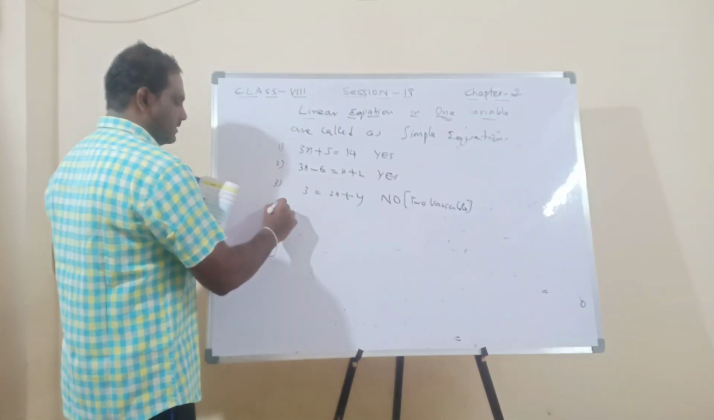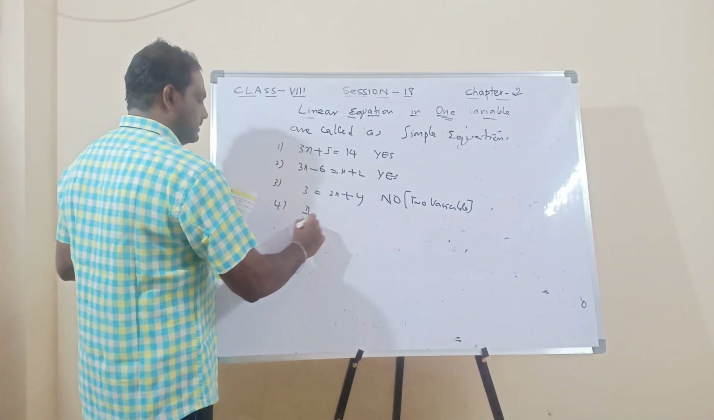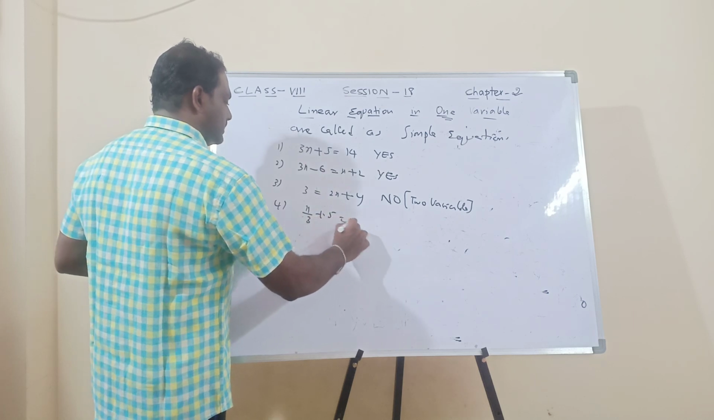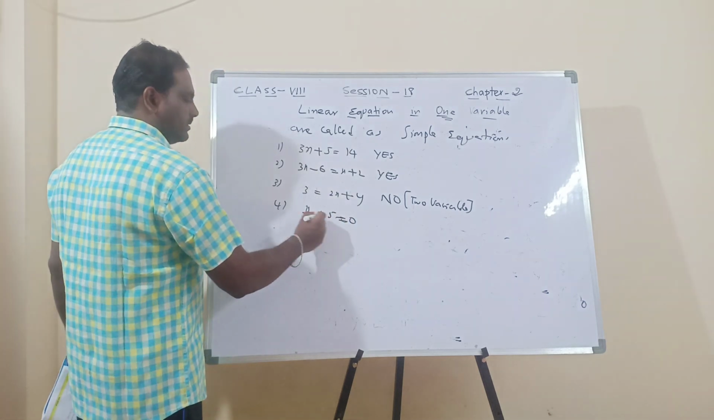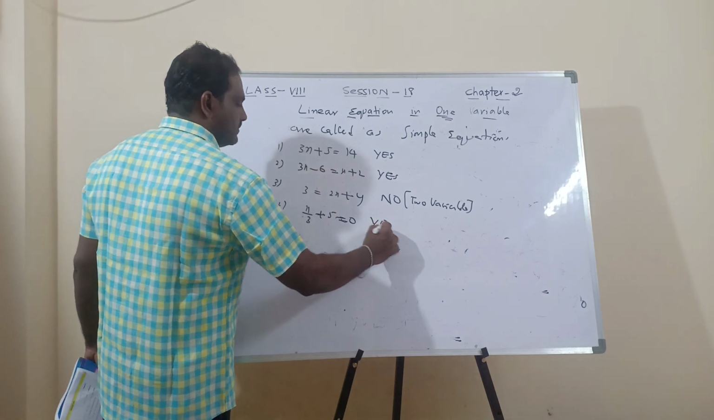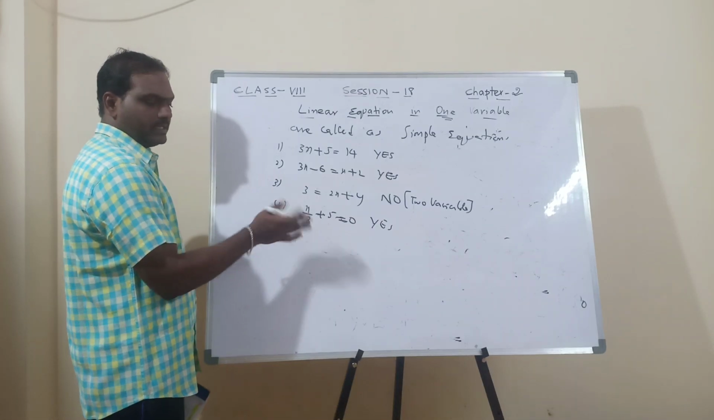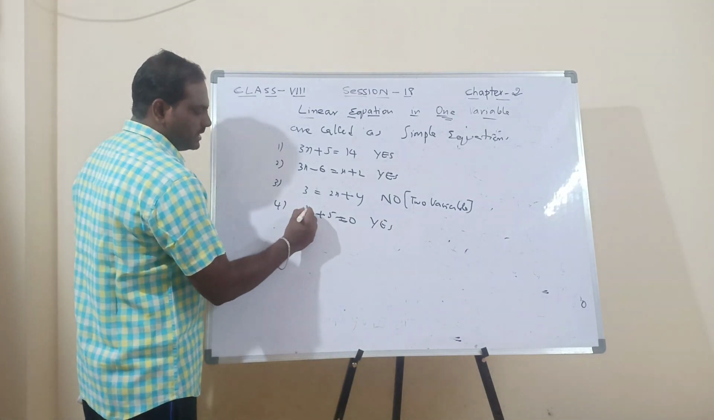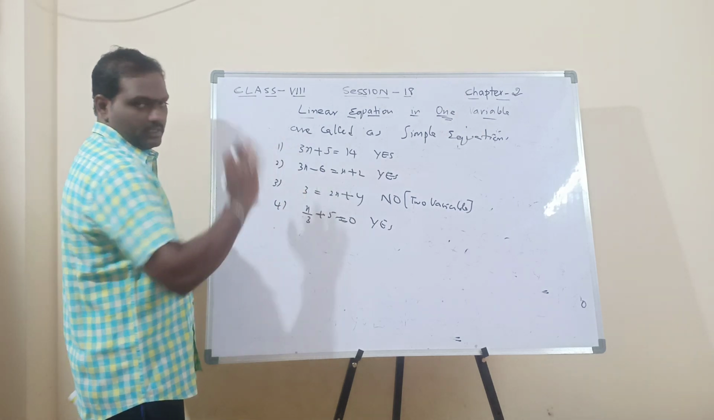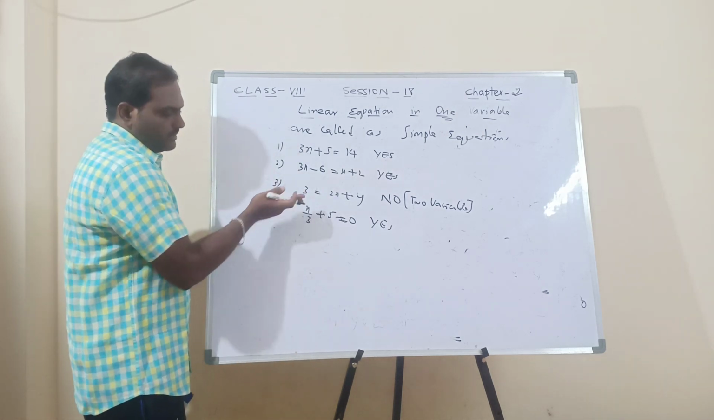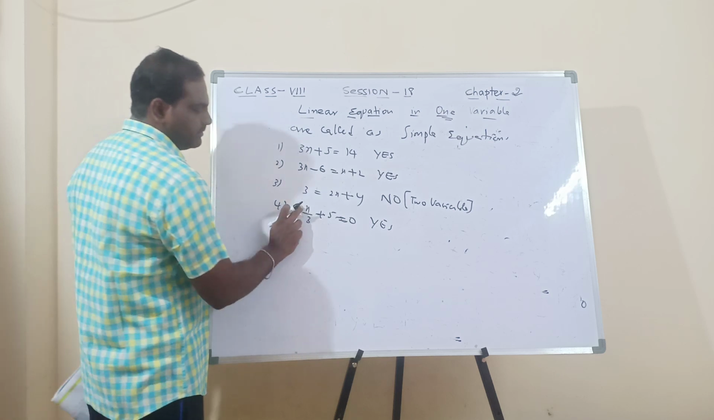Next, the fourth one: x by 3 plus 5 is equal to 0. Yes or no? Yes. Multiplication or division is not an issue. We have to check only the variable and its degree. Dividing by 3 is not an issue. We have to check the variable.